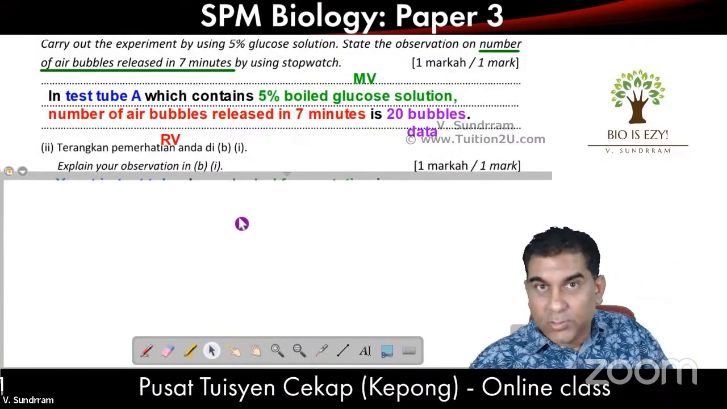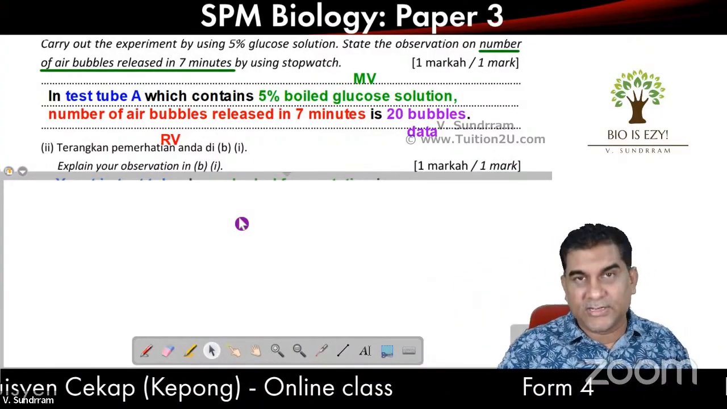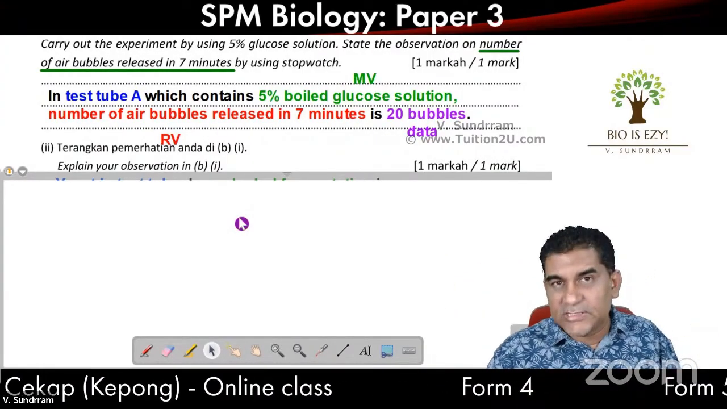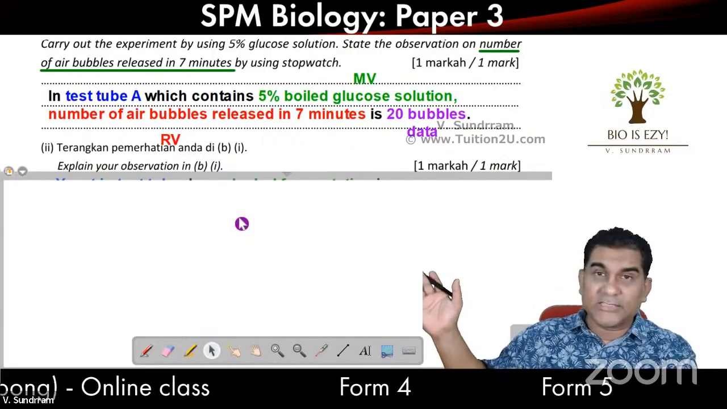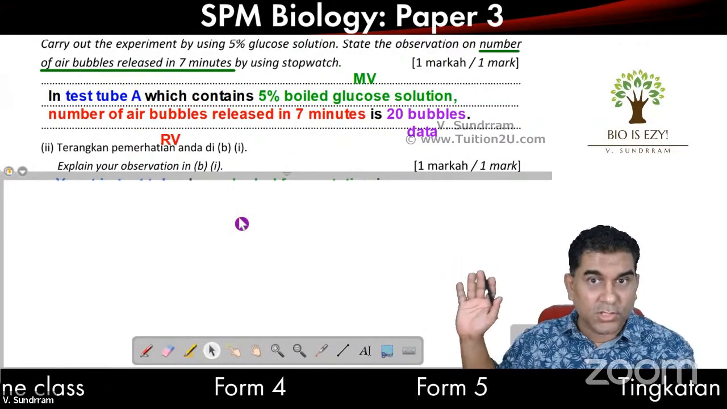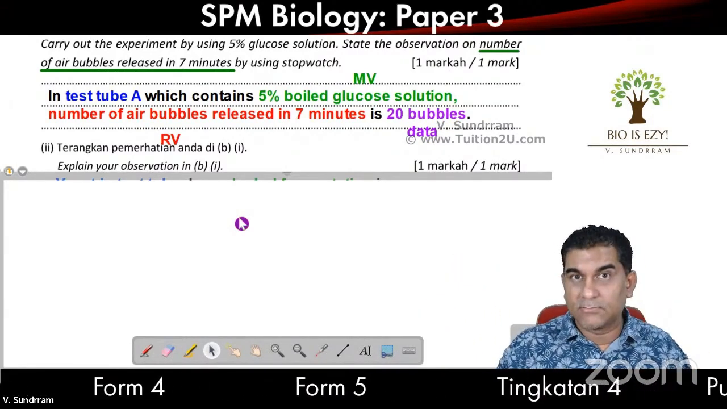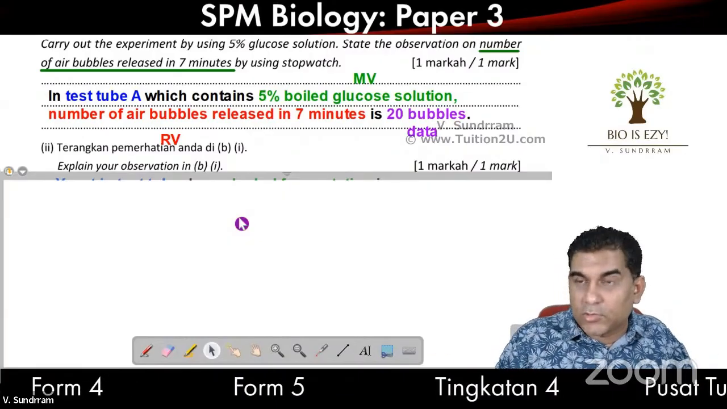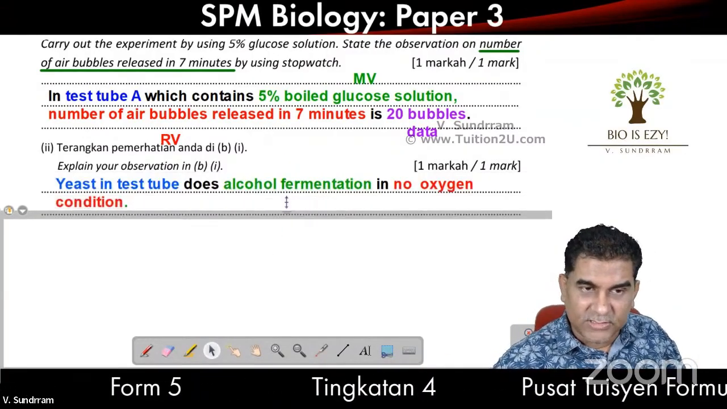Now they're asking you to explain. In a guided paper, they'll ask you for the inference. Inference basically means explain your observation. So you told the examiner, if you use 5% boiled glucose solution, you get 20 bubbles. Why do you get 20 bubbles? That is what the examiner wants to know. So you just explain your observation.